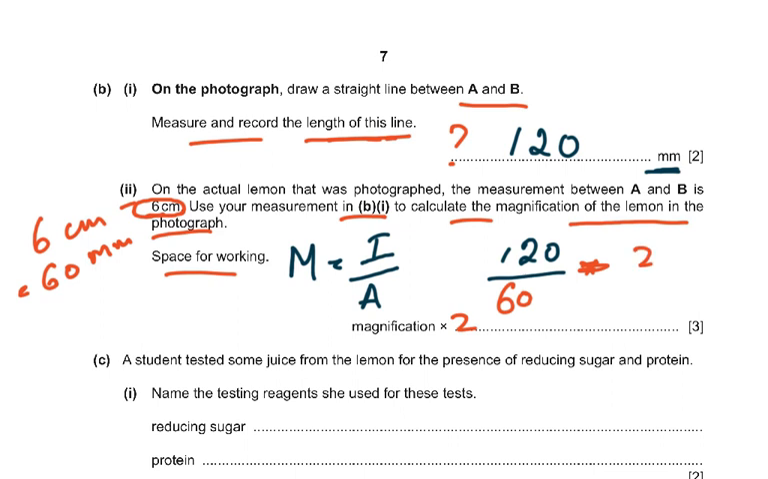120 divided by 60 is 2. So the magnification would be 2. We always write magnification x2, but the x has already been written for you. So the 3 marks were for what? The 3 marks for you to convert this into millimeter. 1 mark is for that. The correct formula got you another mark, and then the correct answer got you another mark.